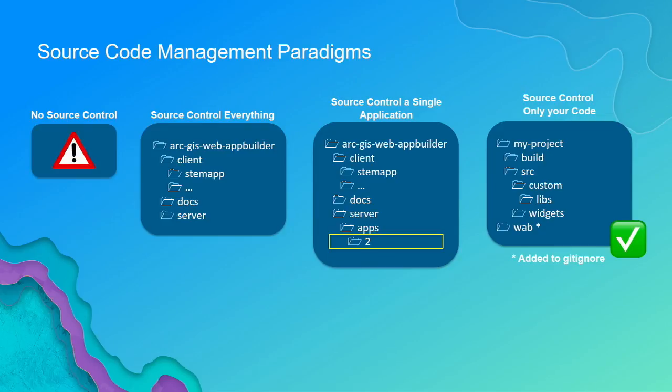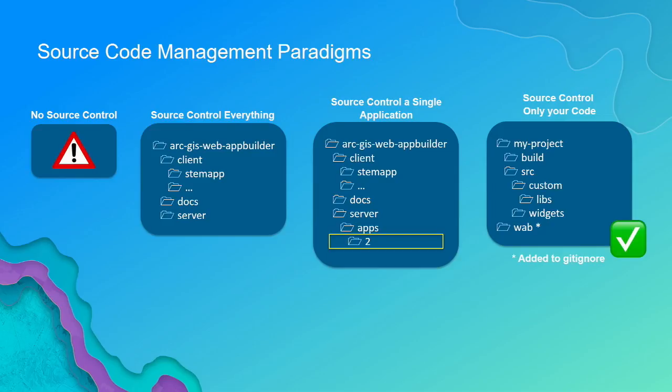With the second one, there are some people who will source control just everything. You don't need to source control Web AppBuilder itself. That's not really necessary. Typically what we do is we keep the zip, we unzip the zip, and then we have that stored somewhere else in our directory structure, which I'll get into in a second.